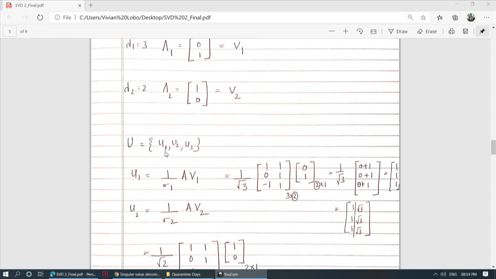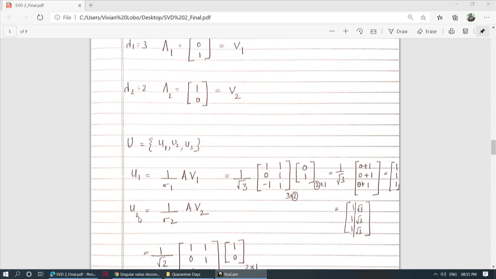So now u is nothing but u1, u2 and u3. So u1 is 1 upon singular value 1 into A into v1. Singular value 1 is nothing but square root of lambda 1. So 1 divided by square root of 3, A, which is given in the question, v1, which we have obtained over here, the eigenvector. On performing matrix multiplication, we get the final value of u1 to be 1 upon root 3, 1 upon root 3, 1 upon root 3.